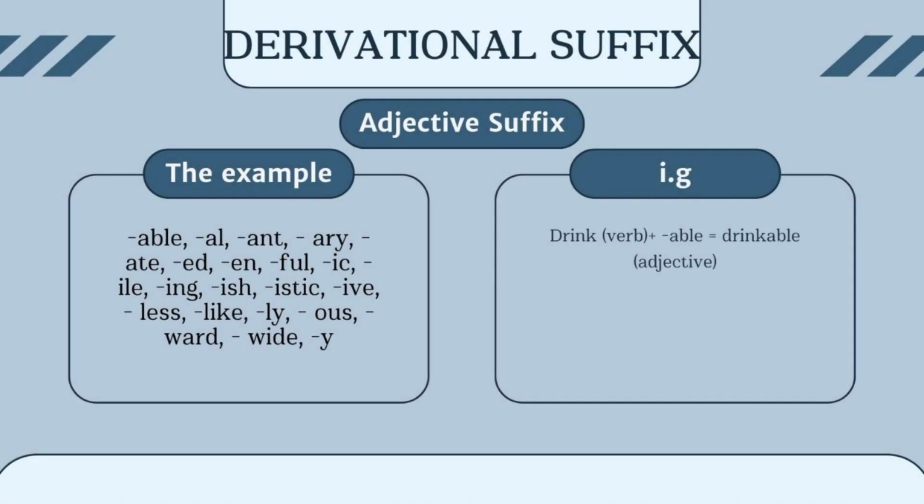Here we have the adjective suffix, and we have examples of the original suffix here. And here we also have the word drink in the form of a verb. If we add the suffix able, it will be drinkable, and the word class changes into an adjective.